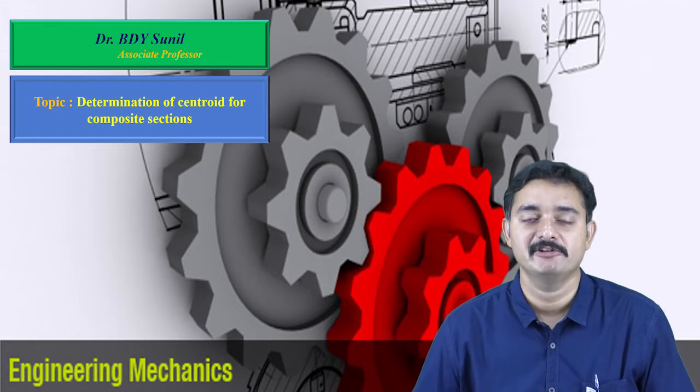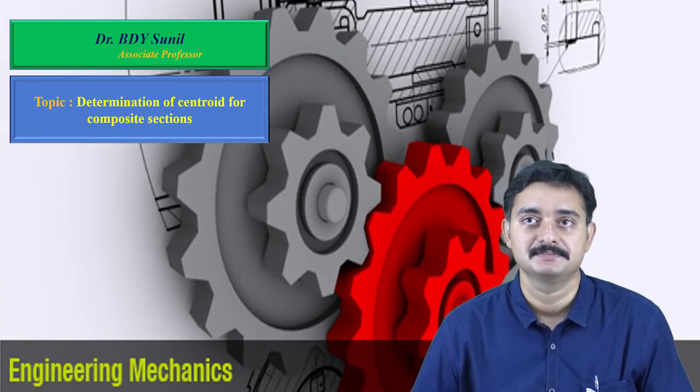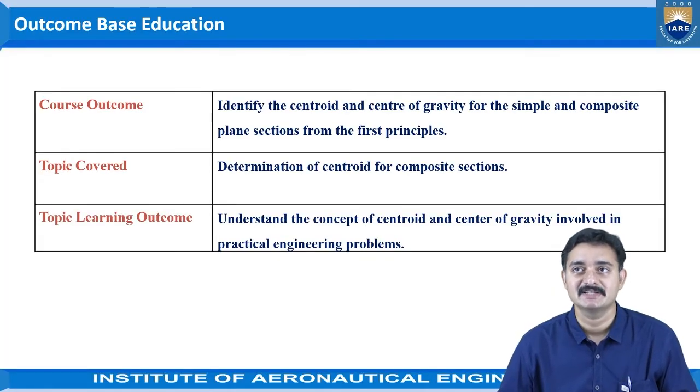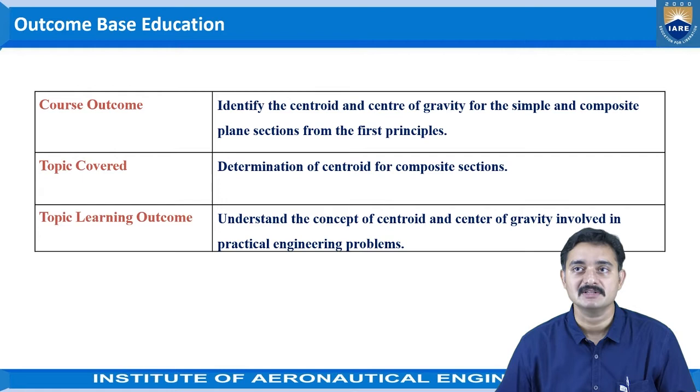In today's session, we will be learning about the determination of centroid for composite sections. The course outcome of today's session would be to identify the centroid and center of gravity for the simple and composite plane sections from the first principles. The topic covered would be determination of centroid for composite sections. The topic learning outcome is to understand the concept of centroid and center of gravity involved in practical engineering problems.